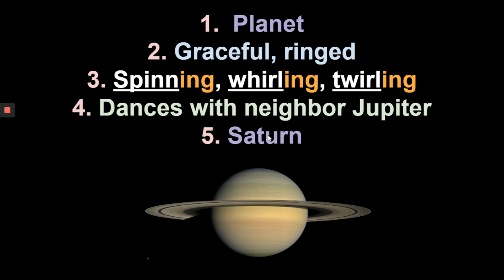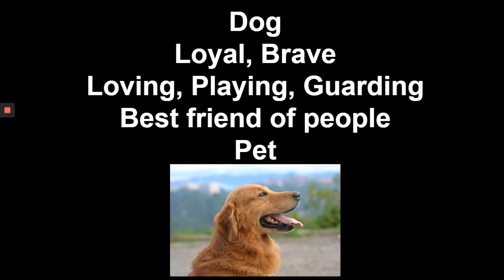Okay? So let's look at another example. We have dog, loyal, brave, loving, playing, guarding, best friend of people, pet. So here in line number 1, dog is the subject of our poem. We have 2 adjectives that describe a dog, loyal and brave.